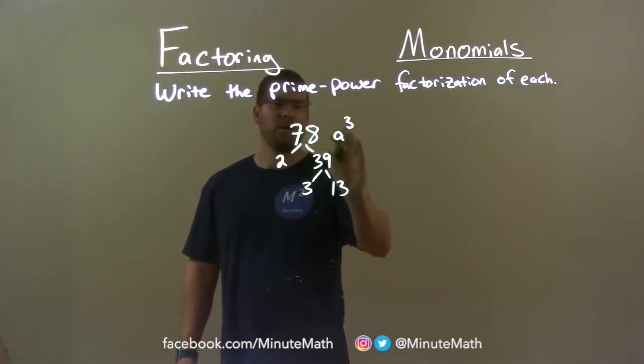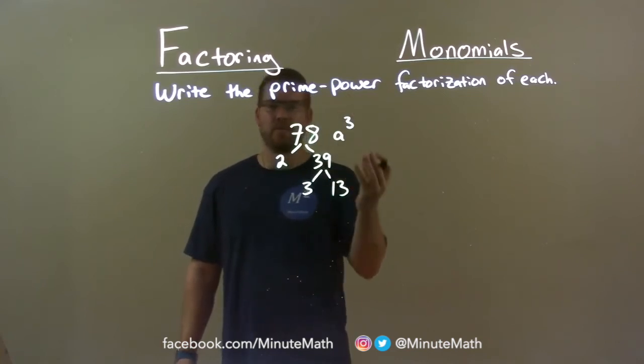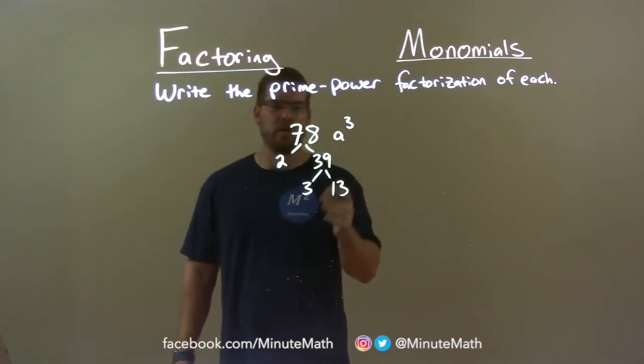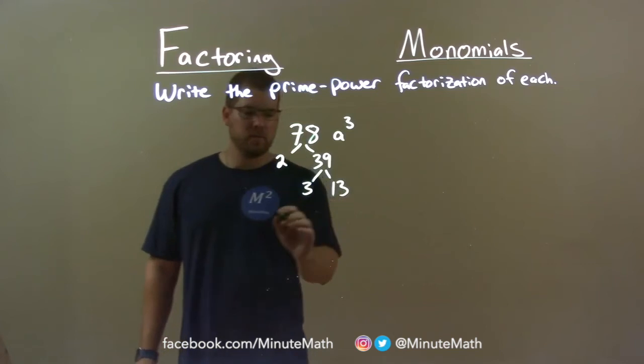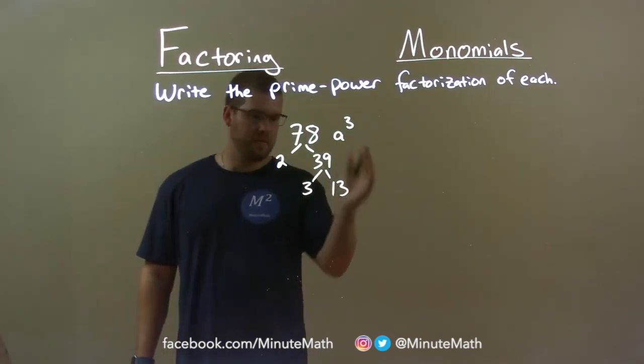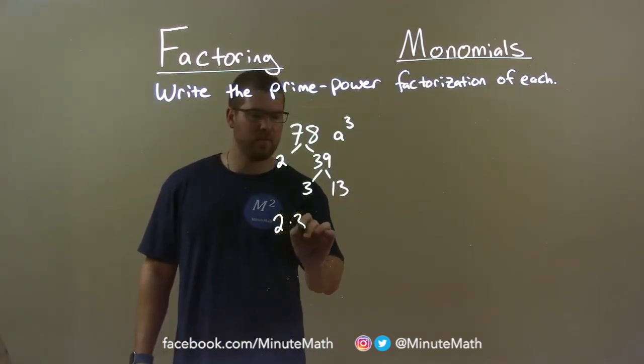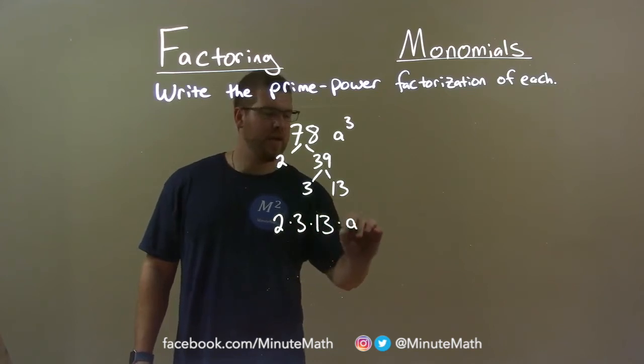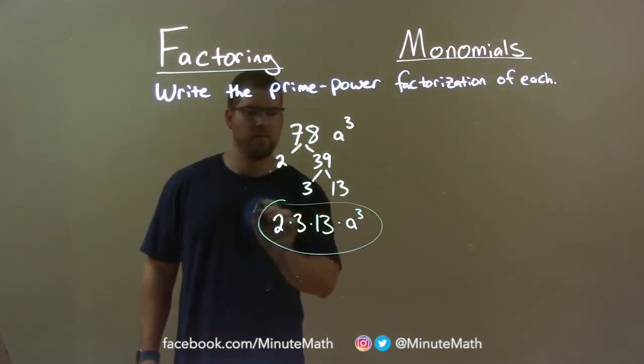A to the third power is really in its truest form. A to the third is a to the third. So we're kind of done here, so let's rearrange this, or put it down to our final answer. 2 times 3 times 13 times a to the third power.